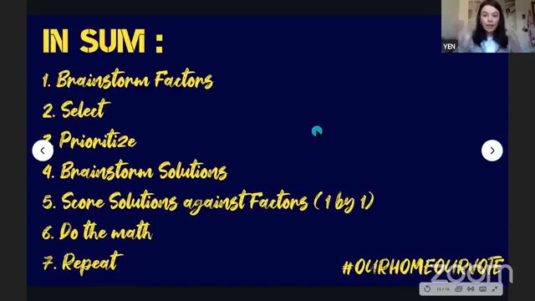Multiply them together, that is now your R. Add all the R's together. The one that is the lowest is the one that you should pick. And then you repeat this for every single one until you have your idea, until you have your decision made.